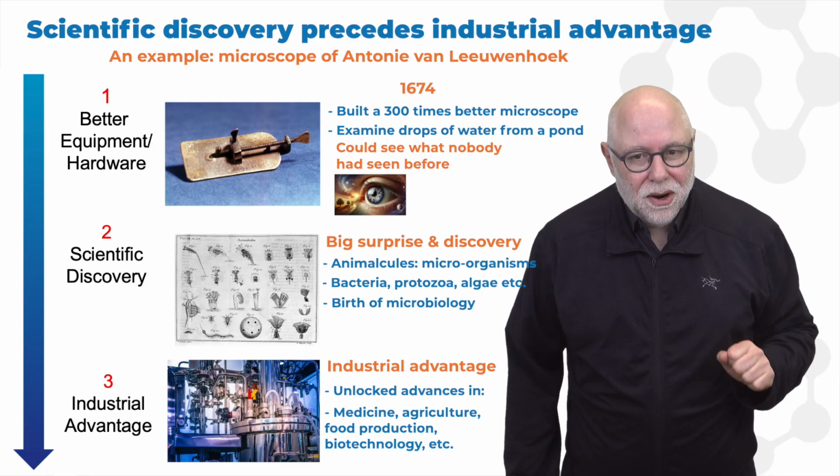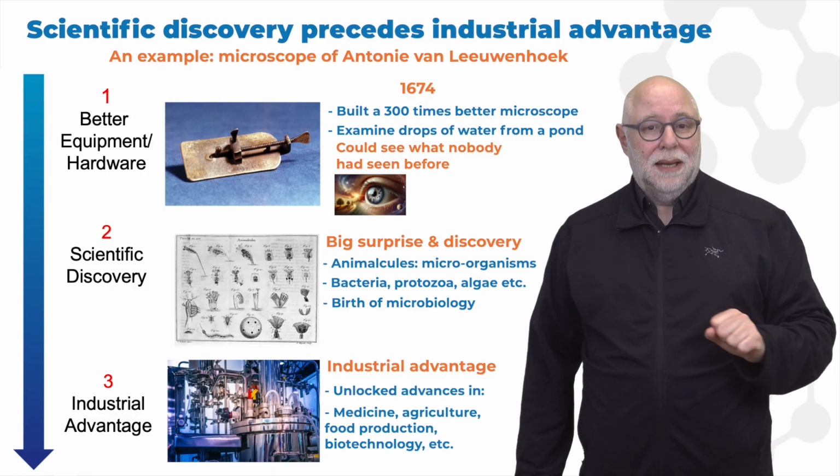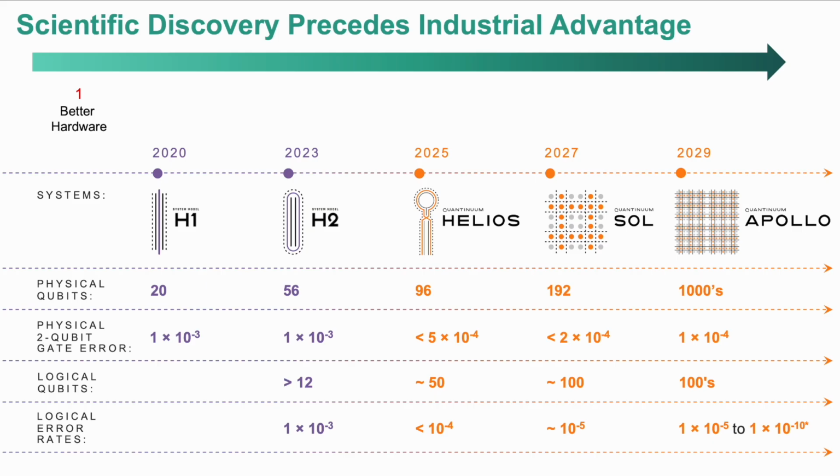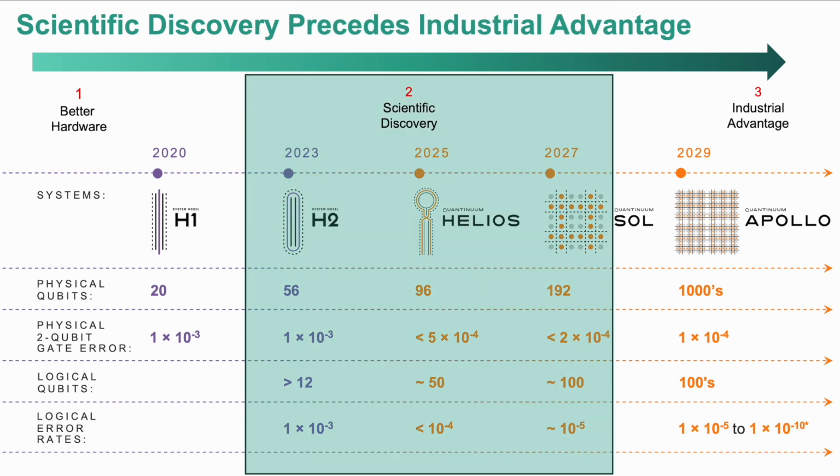And quantum computers are no different, and we are now building better quantum computers, better hardware than what was available before. So this is the new technology, the new hardware that's available. Then we are going into, right now, the phase of scientific discovery, and the phase of industrial advantage will come maybe towards the end of this decennium. But we are now firmly rooted in the scientific discovery phase. And hopefully, just like van Leeuwenhoek, we will be able to see things, and in this case that means compute things, that we were not able to compute before.